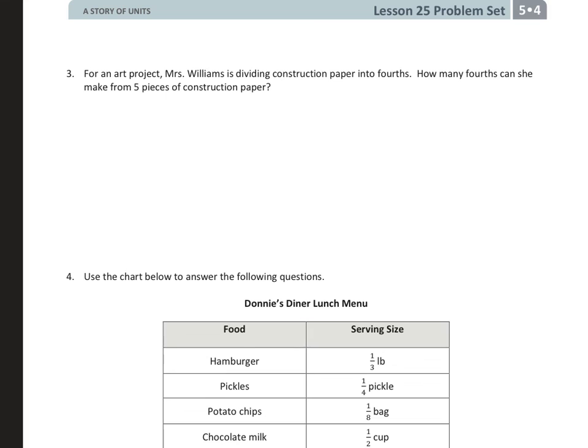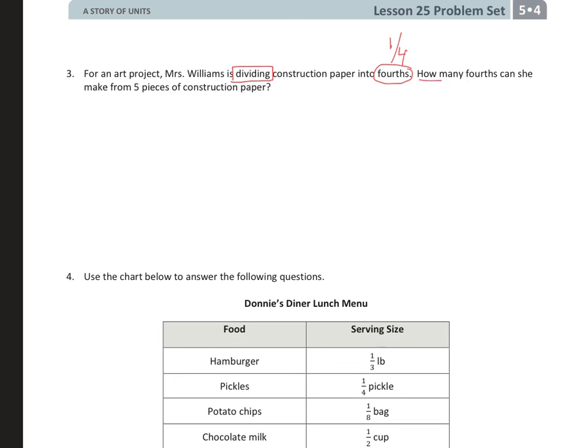All right, let's look at this word problem right here, number 3. It says, for an art project, Mrs. Williams is dividing construction paper into fourths. How many fourths can she make from 5 pieces of construction paper? So let's go back and circle, what do we know? We do know that Mrs. Williams is dividing, so I'm going to box that. Dividing paper into fourths. I'm going to circle fourths right there, and put the fraction 1/4 above it so I can see that it's an actual fraction in number form.